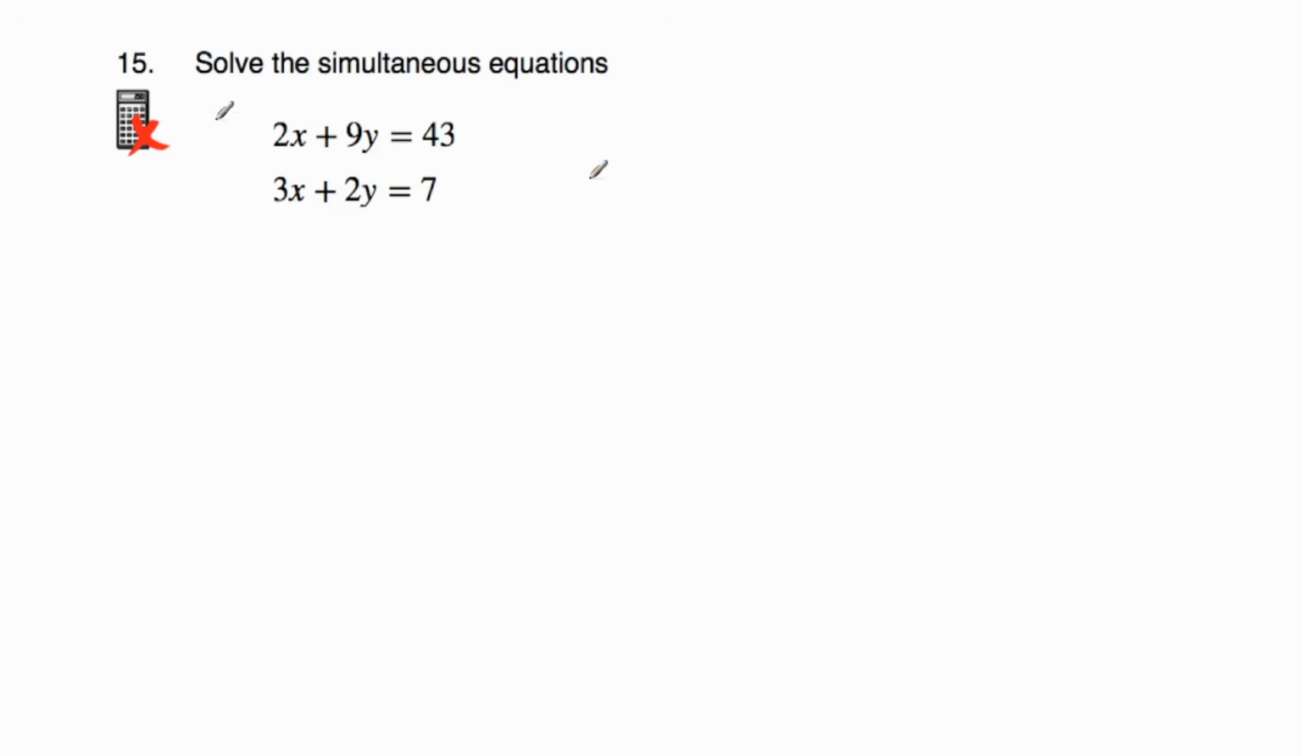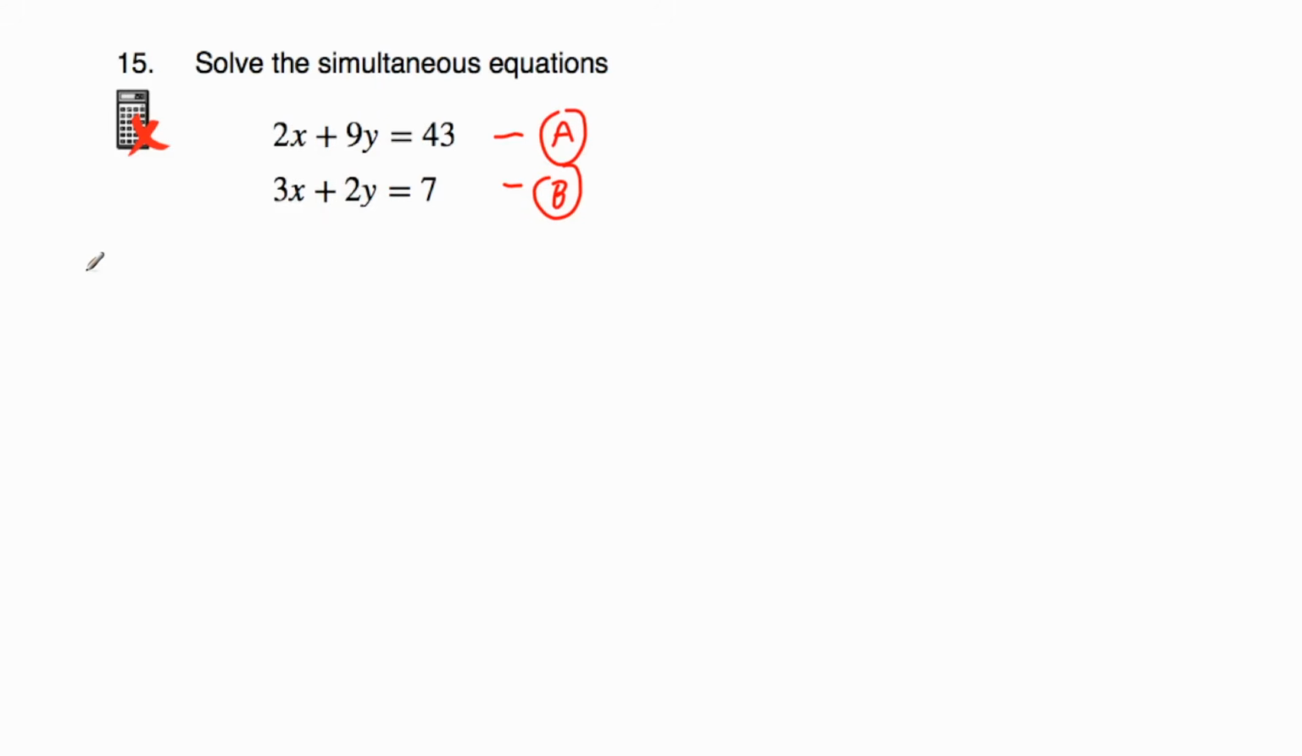Okay, so let's have a look at question number 15. Question number 15 says, solve the simultaneous equations 2x plus 9y equals 43 and 3x plus 2y equals 7. So again, let's label our equations A and B. Now we could multiply the top equation by 3 and the bottom equation by 2 and then cancel the x's. Instead I'm going to multiply the top equation by 2 and the bottom equation by 9 and cancel the y's. But you can use either approach.